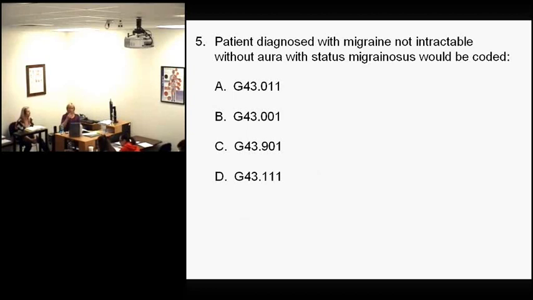Look very carefully. It's patient diagnosed with migraine that is not stated as intractable, no aura, with status migrainosus. So all it is is status migrainosus. Right. With status migrainosus. Not intractable, no aura.